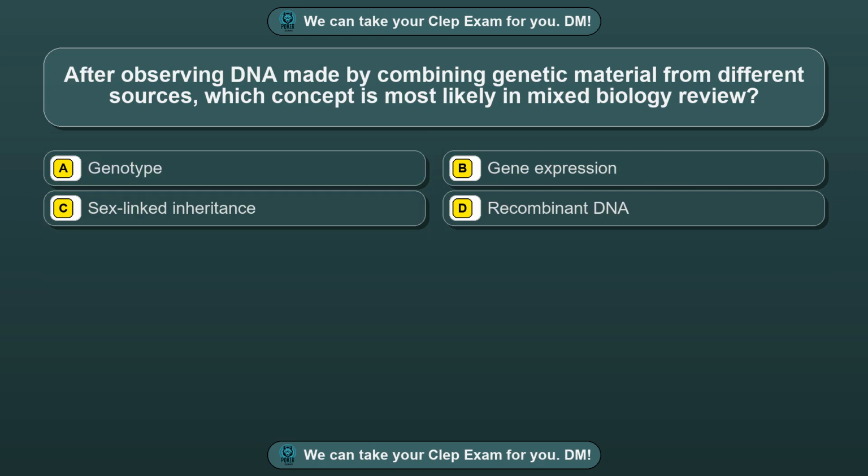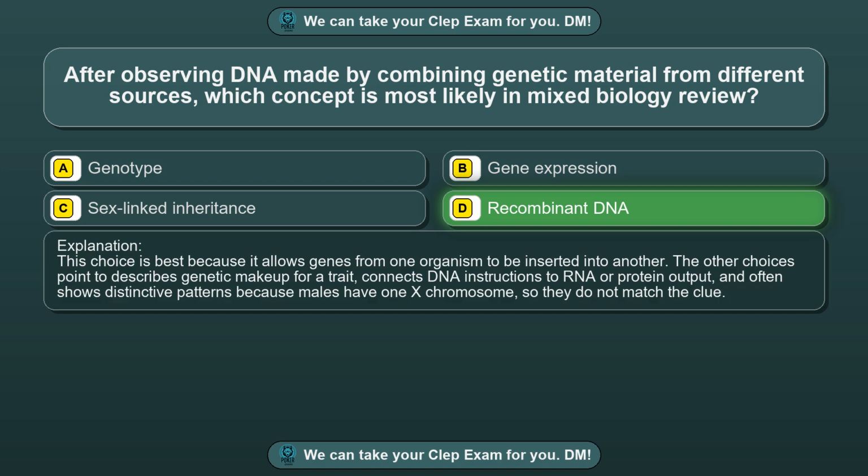Question 13. After observing DNA made by combining genetic material from different sources, which concept is most likely in mixed biology review? Option A, genotype. Option B, gene expression. Option C, sex-linked inheritance. Option D, recombinant DNA. The correct answer is option D, recombinant DNA.